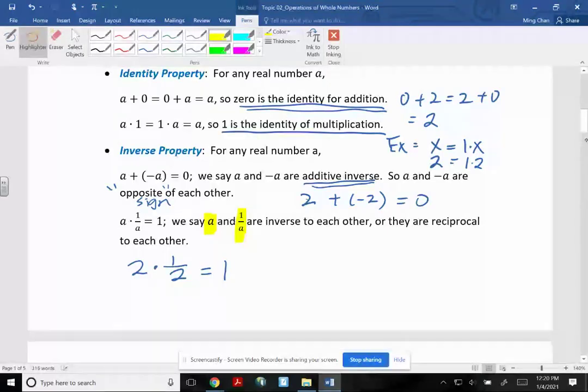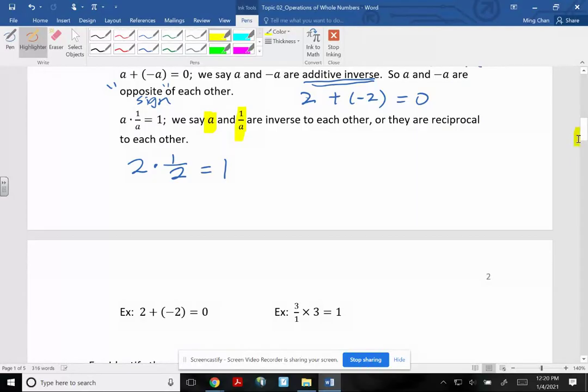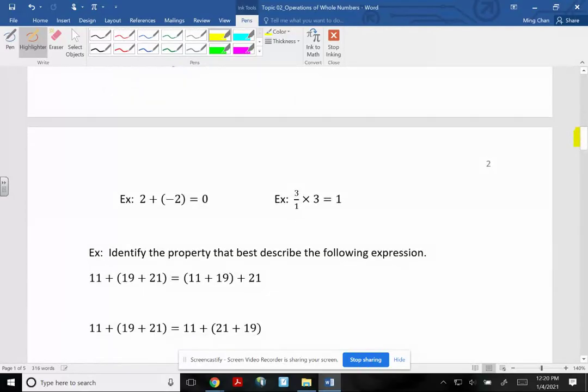All right, let's take a look. Here I give you some examples. 2 plus negative 2 is 0. So in addition, 2 and negative 2 are opposite to each other. 3 over 1 times 3 is equal to 1. So these two numbers, 3 over 1 and 3, are inverse to each other.